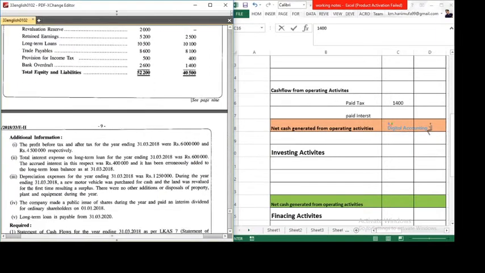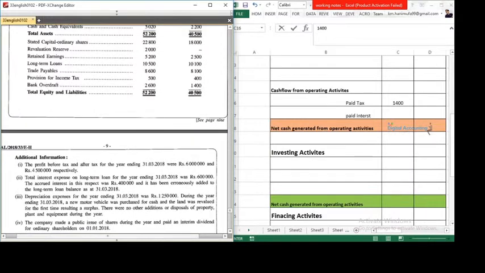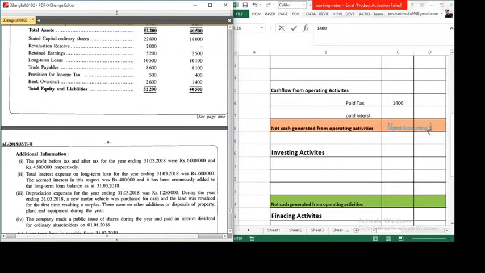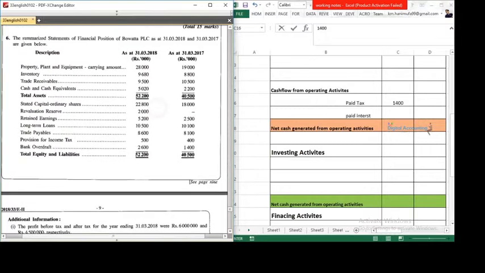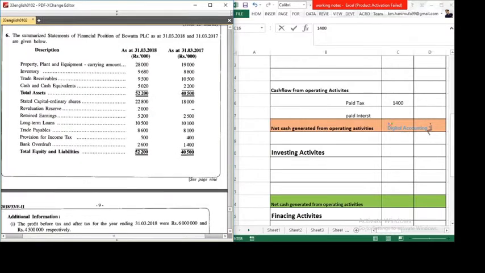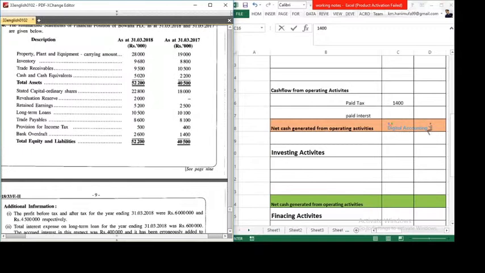So we need to separately find how much the long-term loans are. The 600 is the accrued interest. In this respect, the 400 has been erroneously added to the long-term loan balance at 31st March 2018. Then we have to see how much this value is at 31st March 2018. It's 400 rupees actual. In the 10,500 for 2018, the 400 was also added as interest, but it is presented as a current liability. So we need to deduct the 400 from the 10,500.